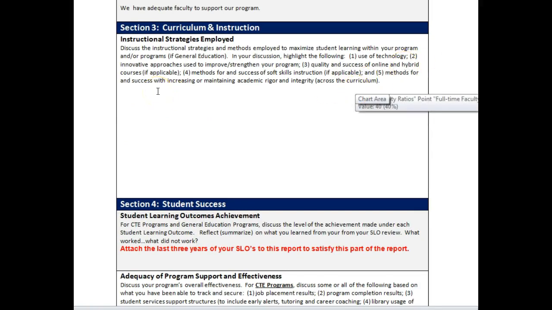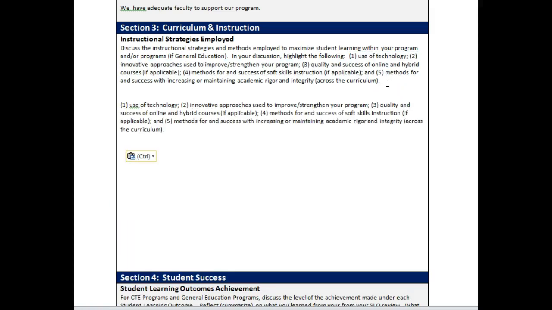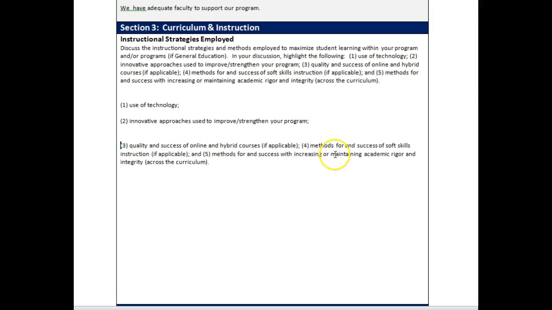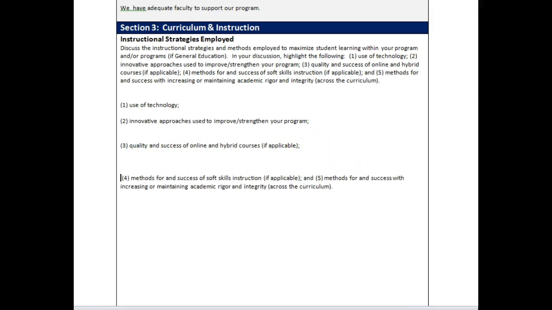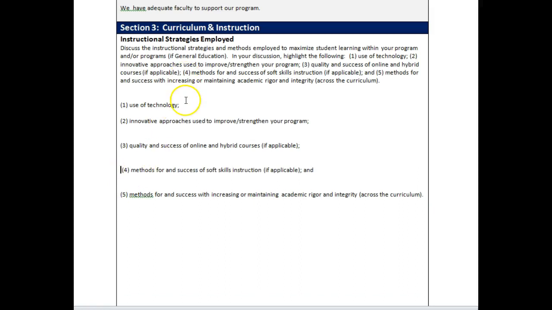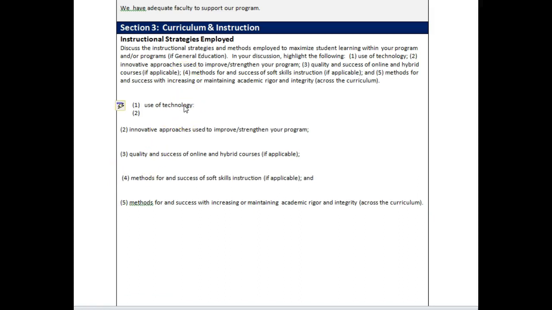The next, we're in section 3. This is instructional strategies employed. And again, all you have to do is simply follow it one by one. This is what I would recommend. This is what I would do if I was working on a program review. I would copy and paste the questions, and then this is just a little cheat sheet. I would do just like this. This is a really good strategy. In this way, you're not going to miss anything. And if it doesn't pertain, you can just say, hey, this doesn't pertain to me.